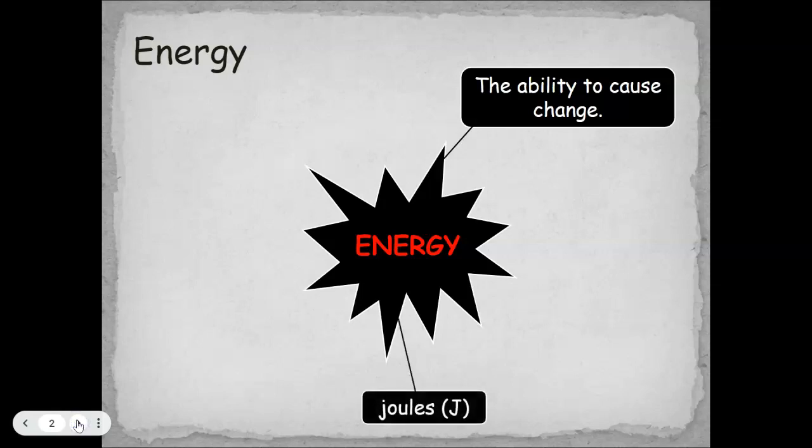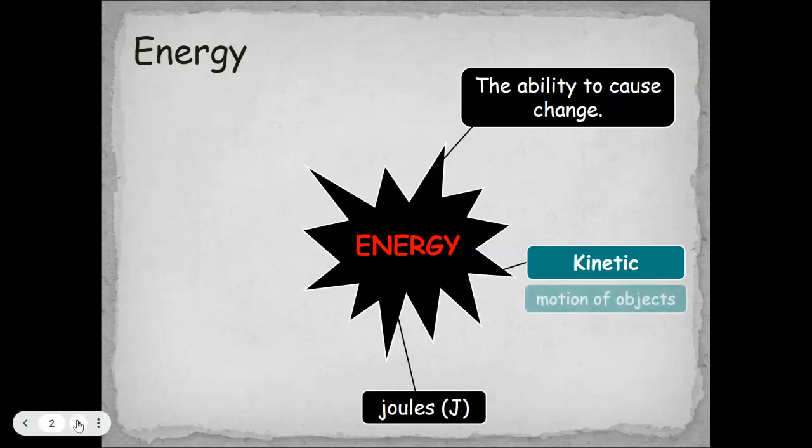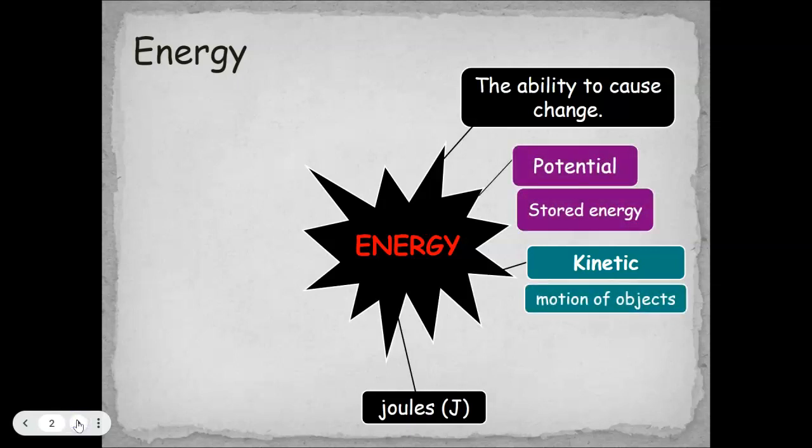So when you see that unit J, just know that's the unit of measure of energy, which is joules. That's J. Today we're focusing on the difference between kinetic and potential energy. Kinetic energy is just the motion of objects, and potential energy is stored energy. We'll get into that in a little bit more detail here in the upcoming slides.